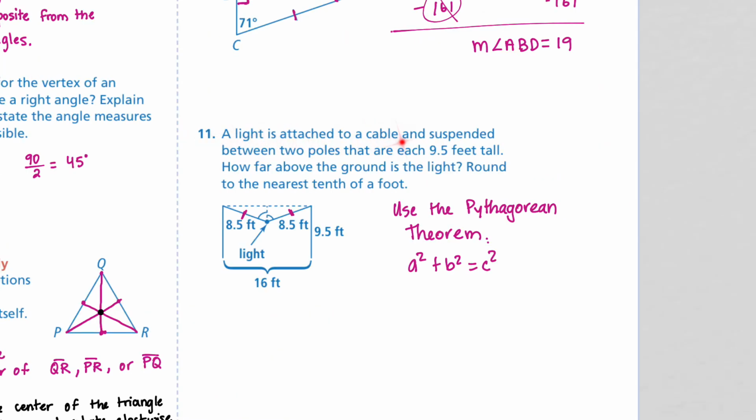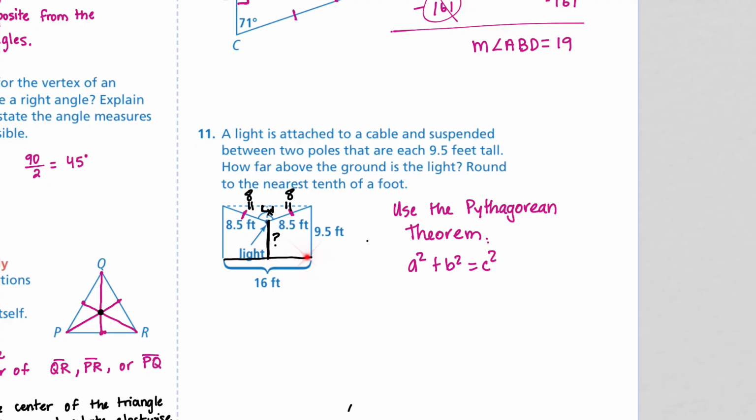A light is attached to a cable and suspended between two poles that are 9.5 feet tall. How far above the ground is the light? Round your answer to the nearest tenth of a foot. We need to find this height. But for that, I need this piece first. This is an isosceles triangle, so I know that this is going to form 90-degree angles. We can use the Pythagorean theorem to find this length.